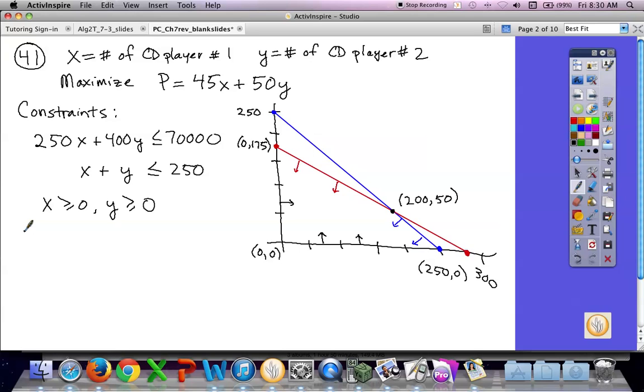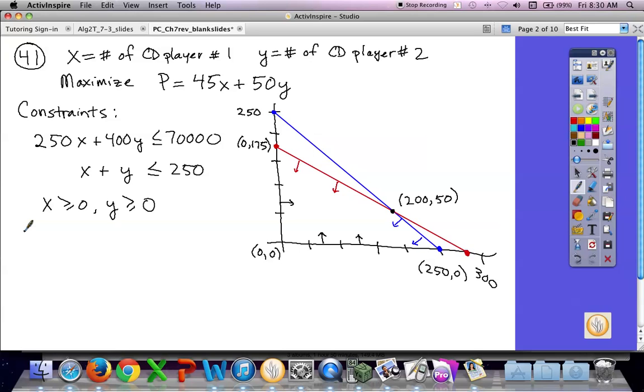The merchant estimates that the total monthly demand will not exceed 250 units. The merchant does not want to invest more than $70,000 in the inventory. Find the number of units of each model that should be stocked in order to maximize profit.